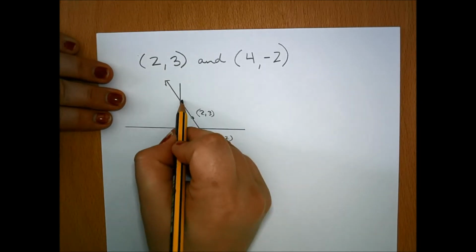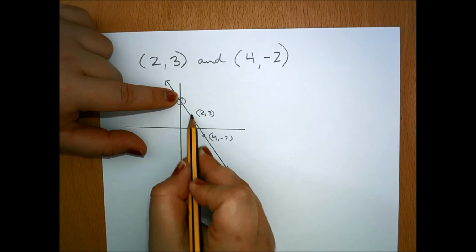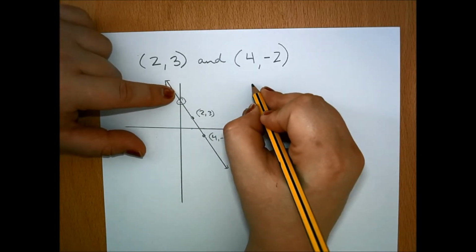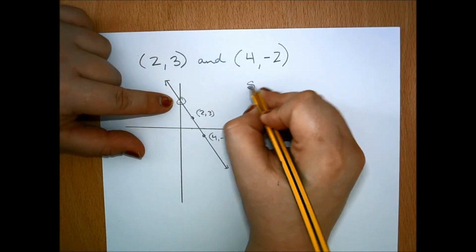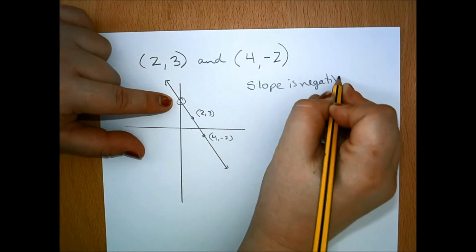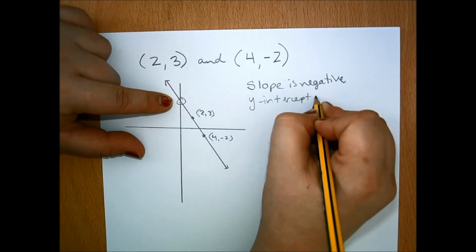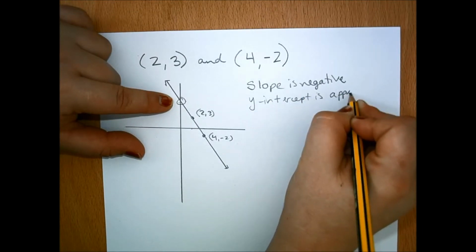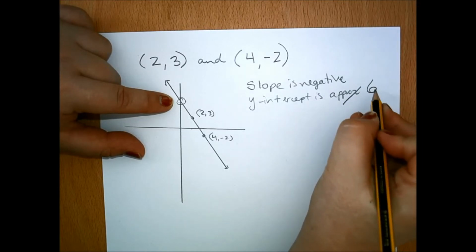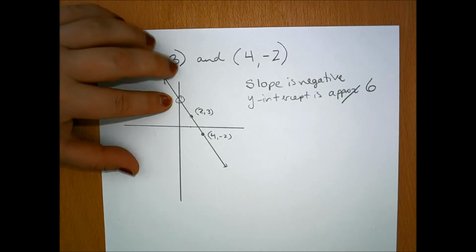Now, estimate the y-intercept. If this was 3, that might be about 6. The slope is negative. The y-intercept is approximately 6. We're going to use these values later on.